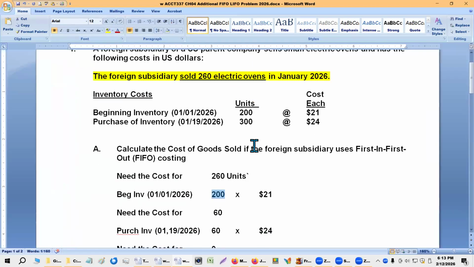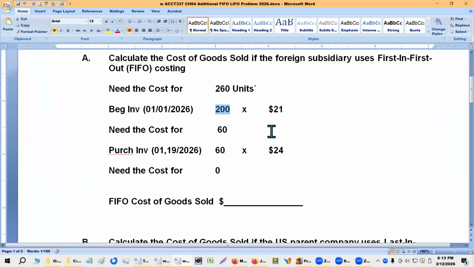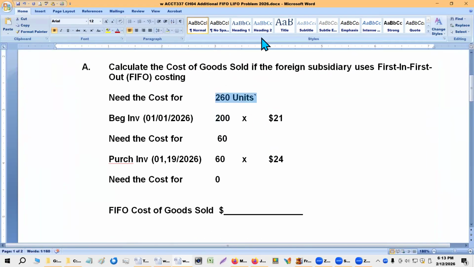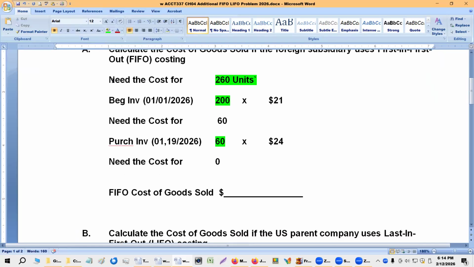Let me zoom in here. So we needed 260, and here's how we got it. We got 200 from the beginning, and that's all there was in there. And then there's 60 from the purchase. So that's how we got the two costs for this. Okay, so let's multiply these out.